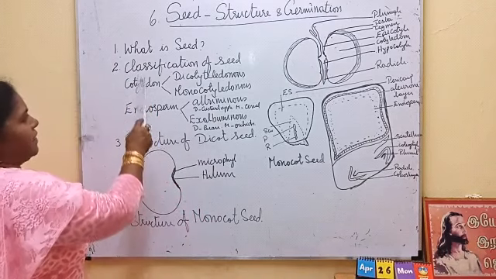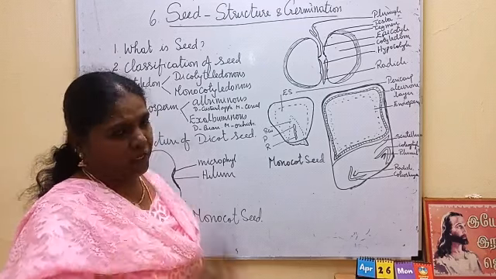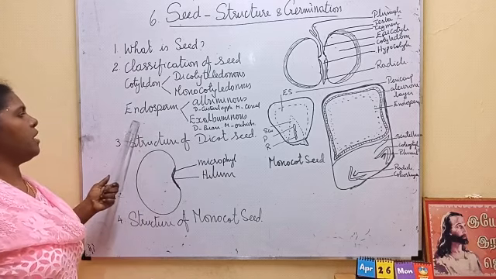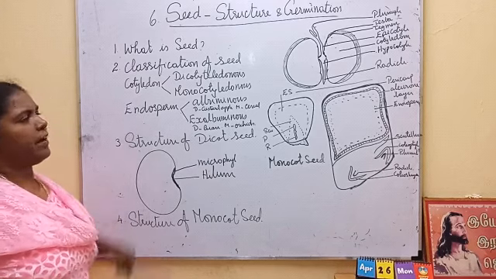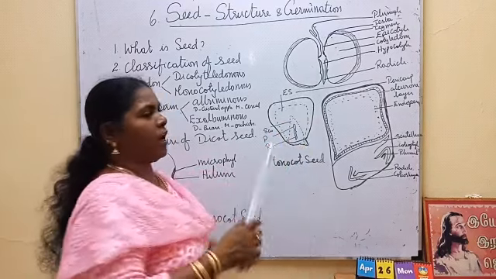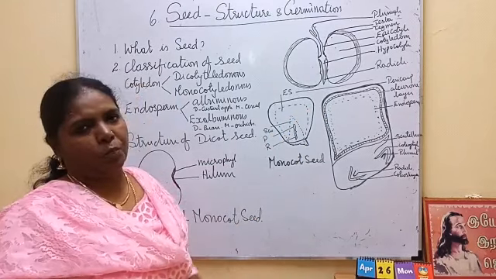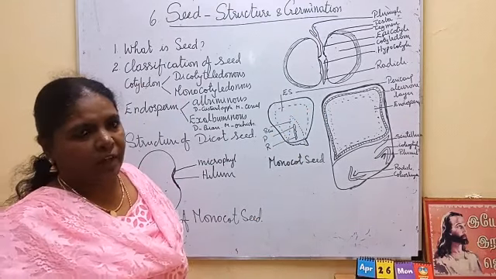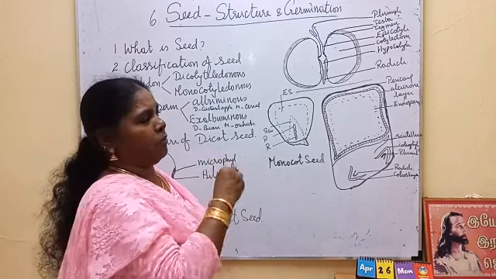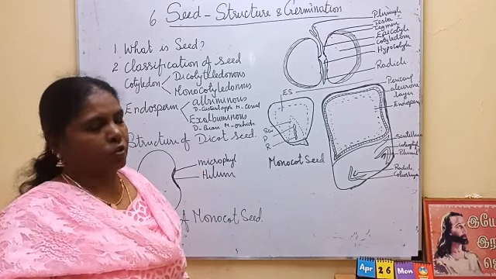Now, classification of these seeds. The seeds can be classified on the basis of two things: one is on the basis of cotyledon, the other on the basis of endosperm. Cotyledon: if you soak a bean seed and remove the seed coat, you can see these two fleshy portions. They are cotyledons. Cotyledons store food. They provide food for the embryo till it starts producing starch.